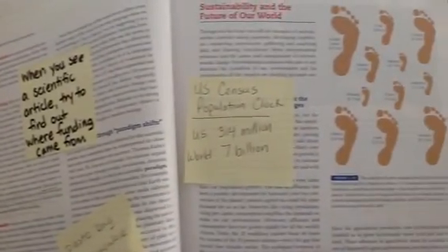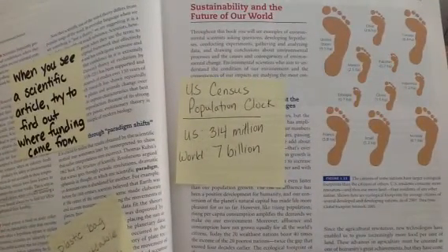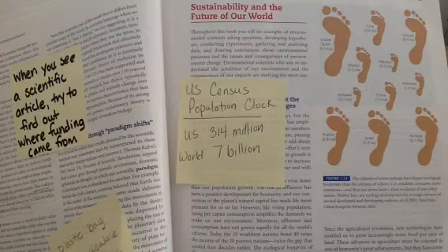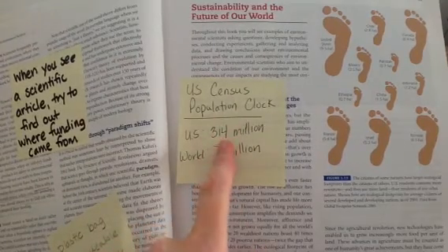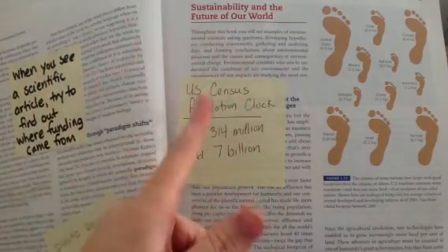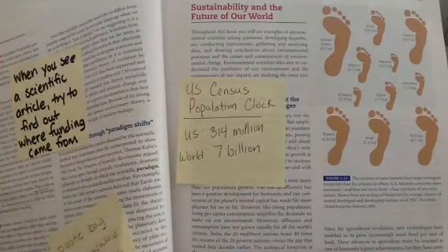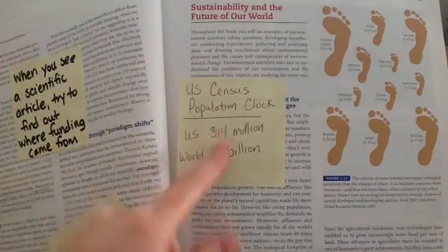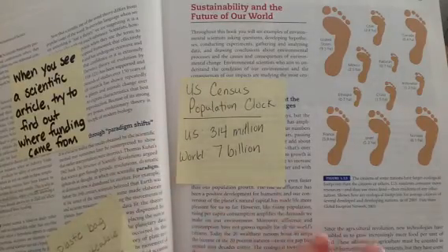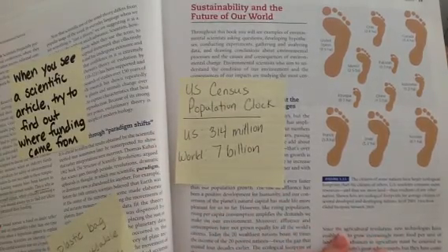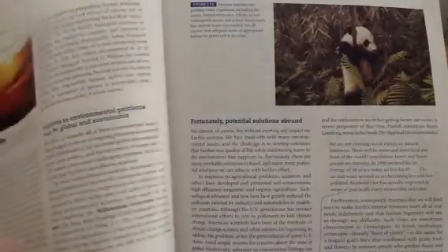All right, the U.S. population clock. The U.S. has about 314 million, and the world about 7 billion people in it. I think this number is a little bit higher. This is last year's number, and I will look it up and renew that. Or you can actually just Google U.S. population clock, and you can see exactly what it is. I think it's about 320-something million at this point in time. That's page 19.